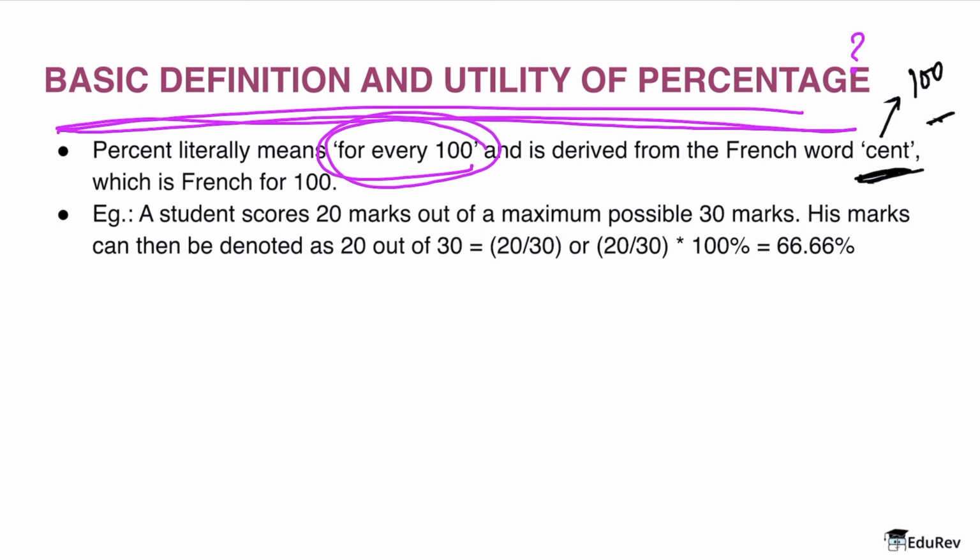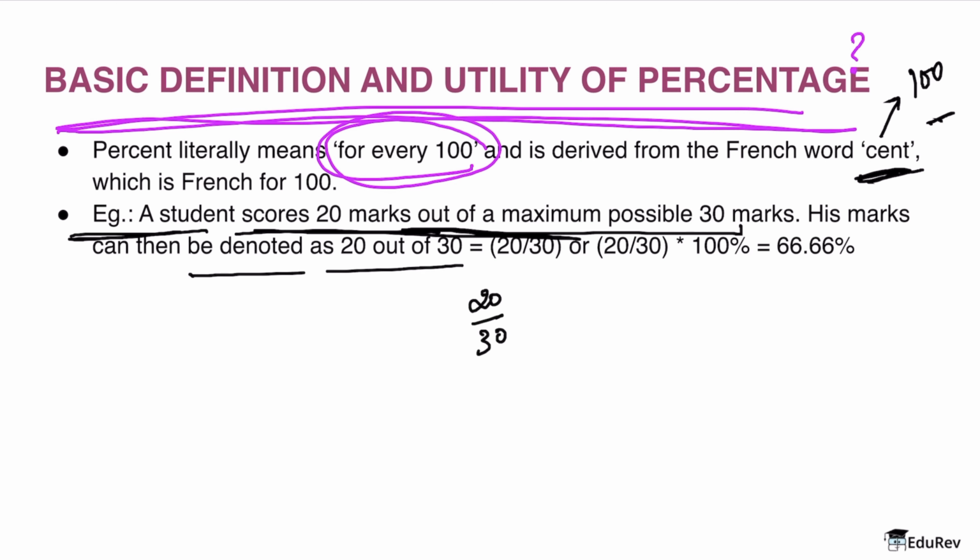In the context of business and economic performance, it's specifically useful for comparing data such as your profits, your growth rate, your performance, magnitudes, and so on. Now, let's understand this with an example. Alright, a student scores 20 marks out of a maximum possible 30 marks. Now, what can I do with this data? What I can say is his marks can be denoted as 20 out of 30.